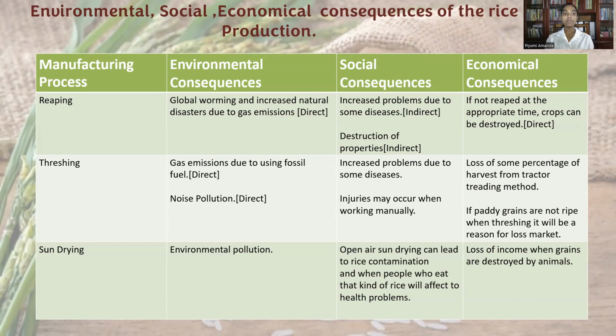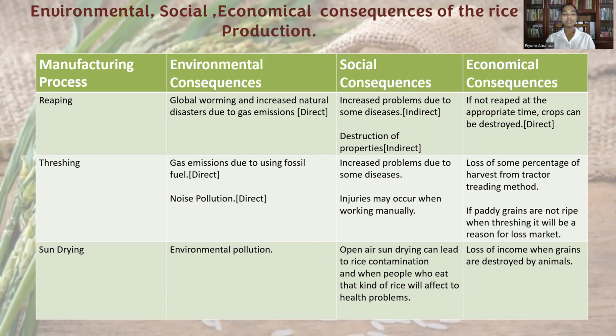In the second step, threshing, we can get as environmental consequences carbon dioxide gas emissions due to using fossil fuel and noise pollution. Increased problems due to some diseases like dengue and injuries that may occur when working manually can be taken as social consequences. Loss of some percentage of harvest from the tractor trading method can be taken as economic consequences.